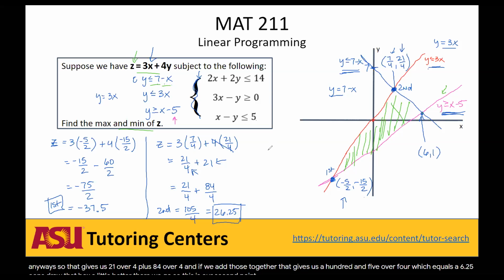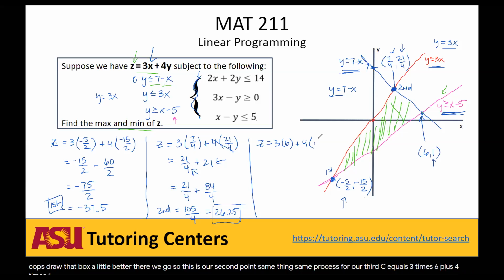And same process for our third. z equals 3 times 6 plus 4 times 1, which is 18 plus 4, which equals 22. And that's our third point.